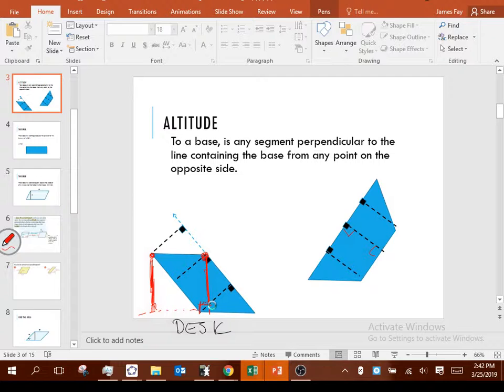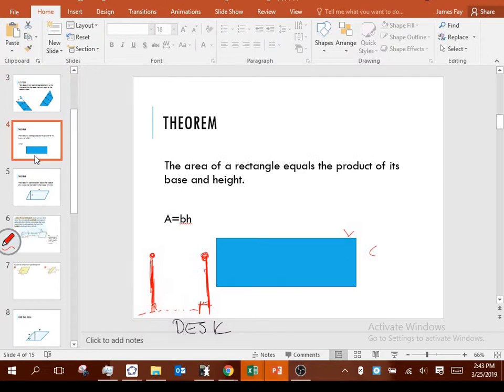When we deal with the altitude for a parallelogram, let's talk about the area of the parallelogram in a little bit, it can take on 2 values. It can take on that dotted segment, or it can take on that red segment. When we talk about it in trapezoids later in this chapter, it can only take on that dotted segment here. That's the only altitude for a trapezoid. All right, so you guys know this.